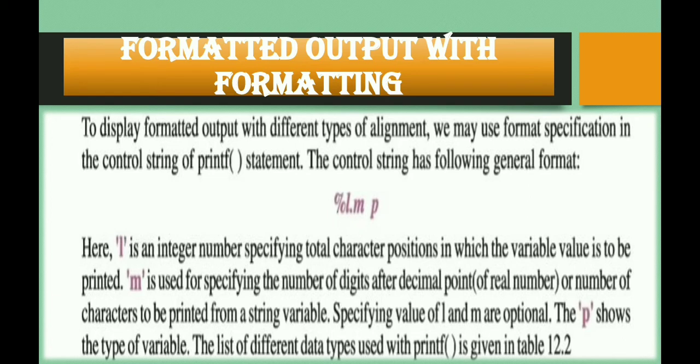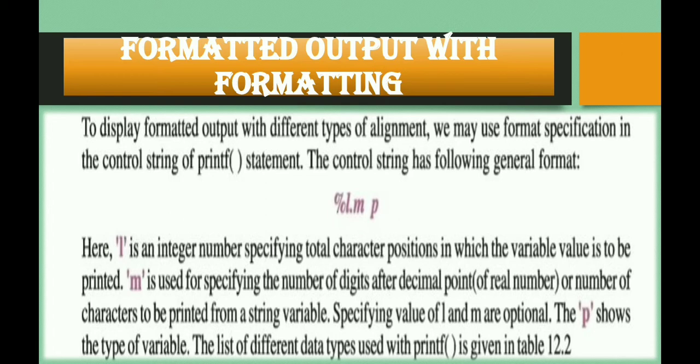Then M is used to specify the number of digits after the decimal point for a real number. If you are using a float variable, with M you can specify how many characters you want to display after the decimal point. And if the input is a string, then with M you can specify how many characters you want to display as output. The L and M parts are optional, and then P shows the type of variable, that is our format specification.